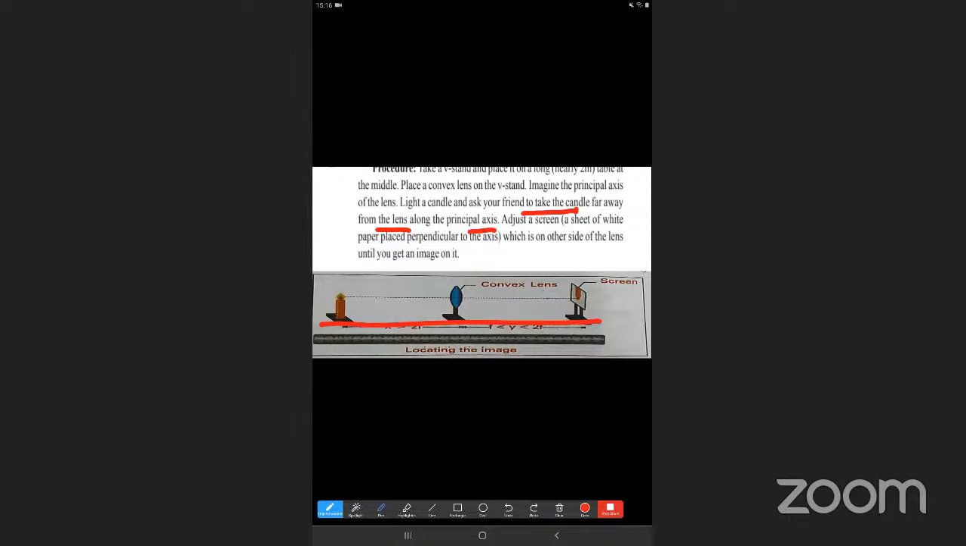Now here we have to adjust the screen. This is a white sheet of paper, right? So adjust a screen. Here a sheet of white paper is placed perpendicular to the axis. So here, when we adjust the screen, at one point we'll observe the clear image of this object, which is on the other side of the lens. So here we have to adjust the screen on the other side of the lens until we get an image on this screen.